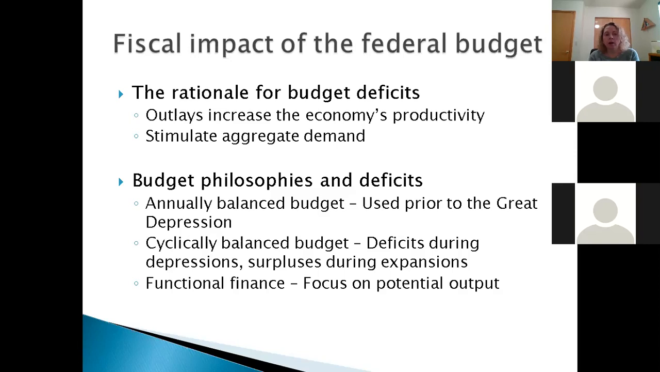So there are some philosophies about the deficits and the way that budgets are done, and those have changed over the years. Prior to the Great Depression, the federal government had a balanced budget. It only spent what it brought in. So it would tax people and then it would spend whatever it brought in, and it wouldn't spend more. It would operate really like any other business.